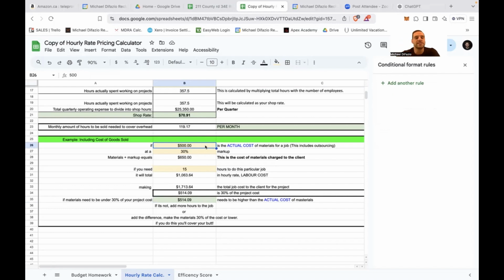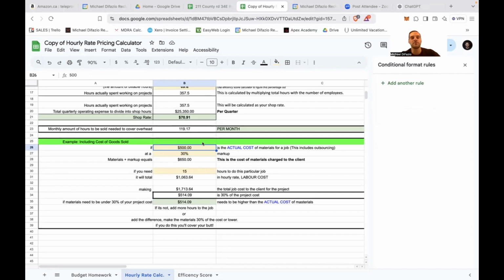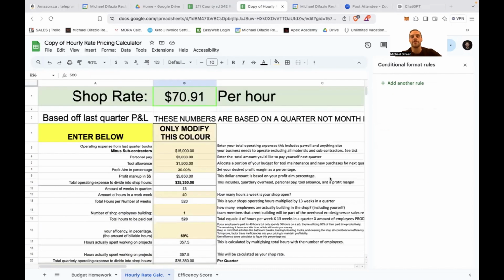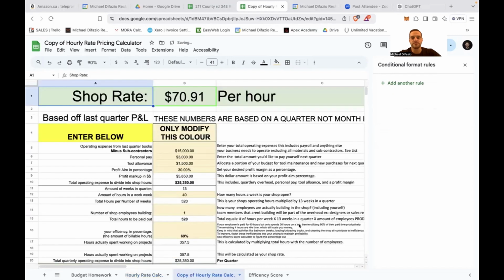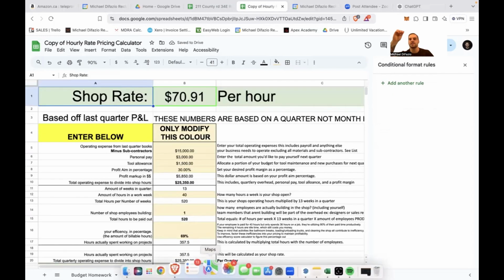Let me know if you guys have questions. Play around with this and only modify these yellow squares. If you're confused, reach out to me, guys. I want to see you guys have success with this. Every quarter, go over this, copy and duplicate your hourly rate pricing calculator. Now you can do it every quarter and you can see if your hourly rate is going up or down throughout the year. Let me know if you guys need some help with this.